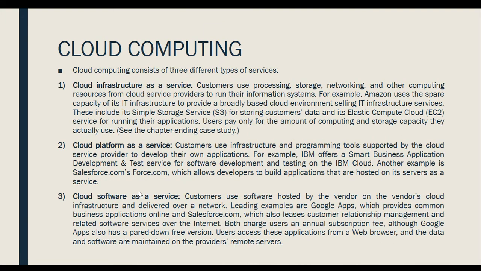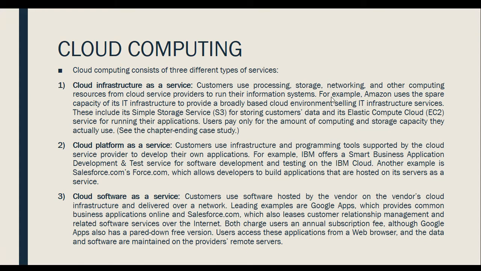Now, cloud computing has three different types of services. And the three different types of services that are available using cloud computing include cloud infrastructure as a service. Now, this infrastructure as a service is useful for customers. The customers use processing, storage, networking, and other computing resources from a cloud service provider to run their information system. The infrastructure includes your processors, it can be your storage, it can be networking, or any other resource.